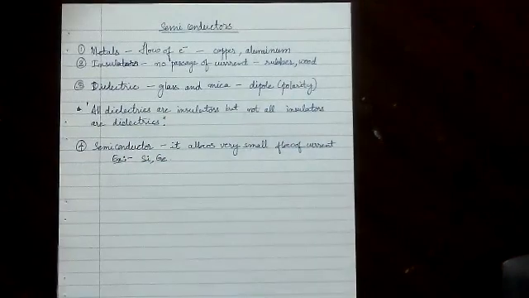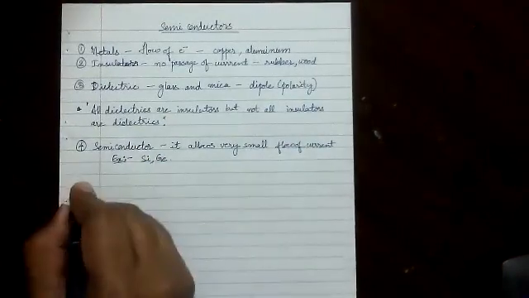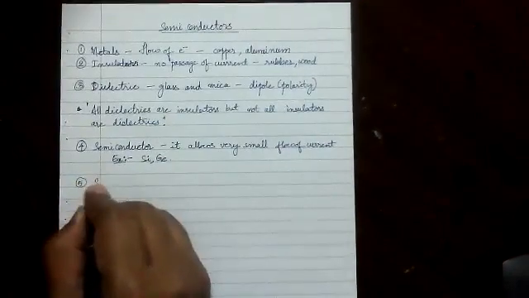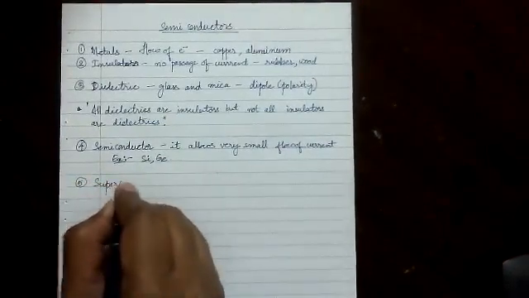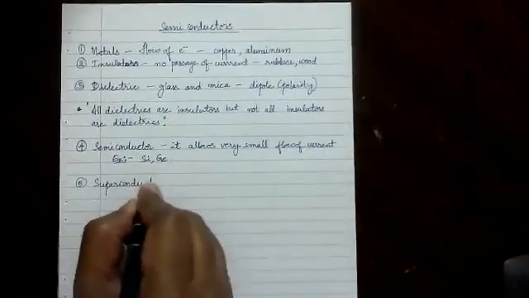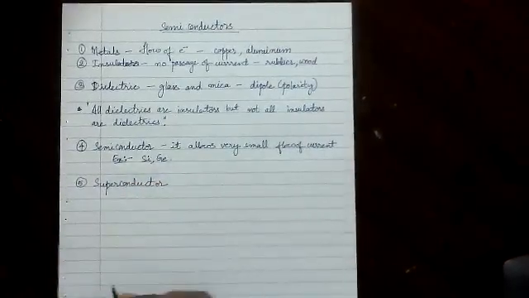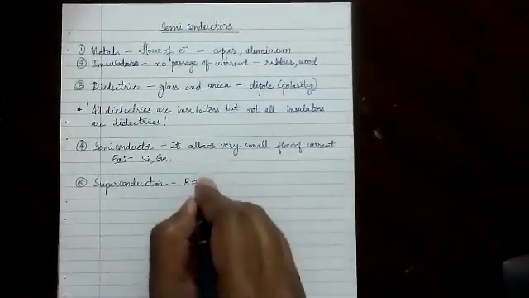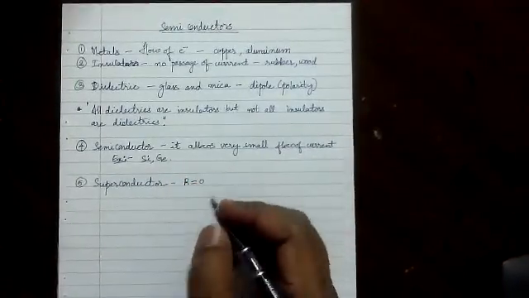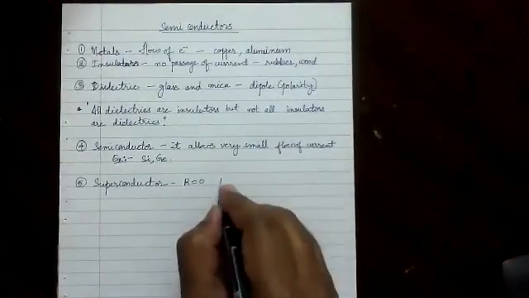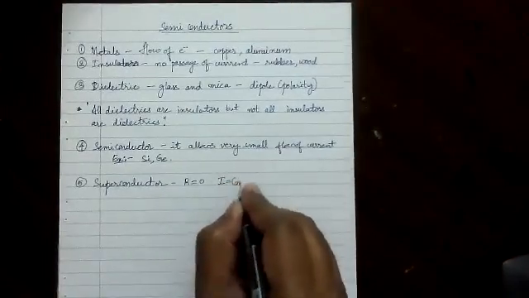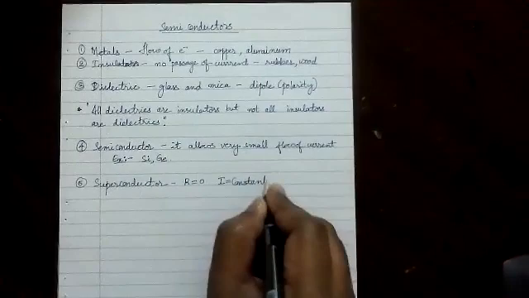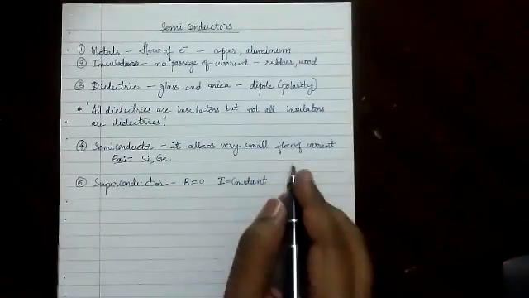Now we'll discuss that in detail. Very small amount of current will flow, and there is one more material that is said to be superconductors. It's not part of this, but you should know the difference between all these materials. Superconductors means resistance is equal to zero. Resistance of the material is equal to zero, meaning current is constant. Such type of material is said to be a superconductor.